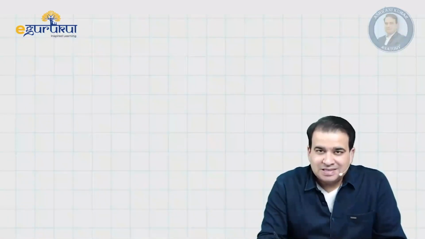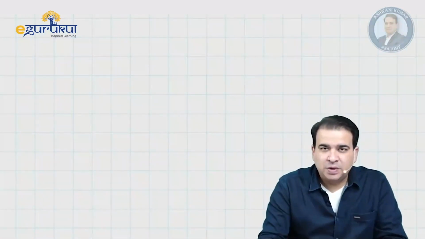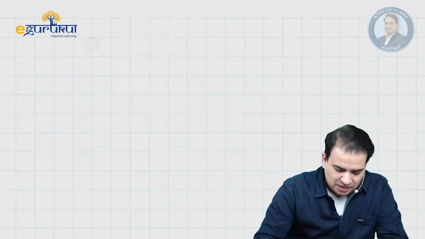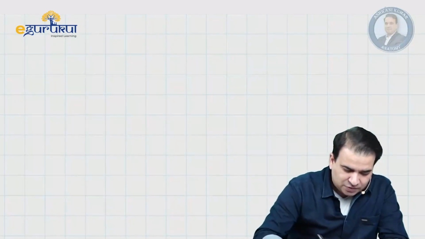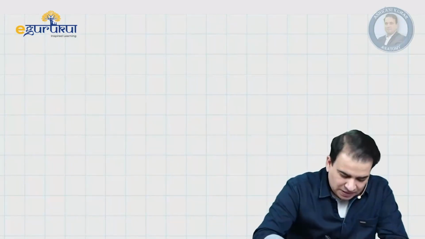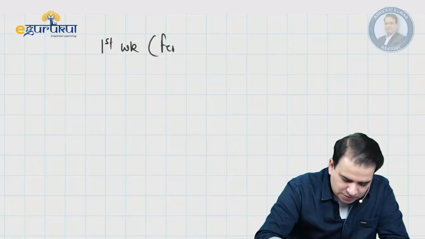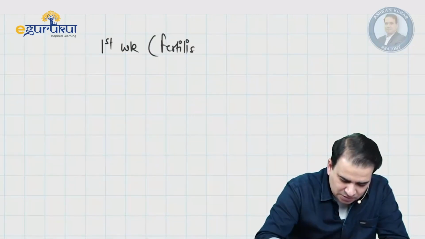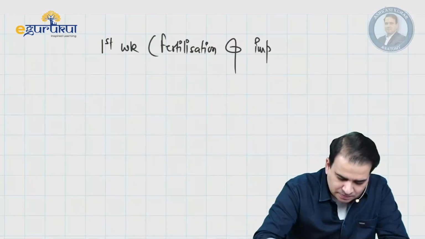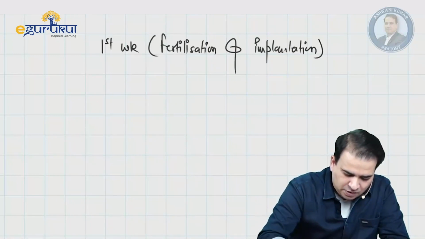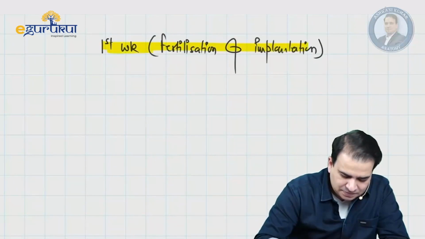So after gametogenesis, let us begin with the first week, and the first week is all about fertilization and implantation. So you'll find a lot of questions asked from this first week also. So we're going to talk about the first week, and we said first week is the week for fertilization and implantation. Week of fertilization and implantation.